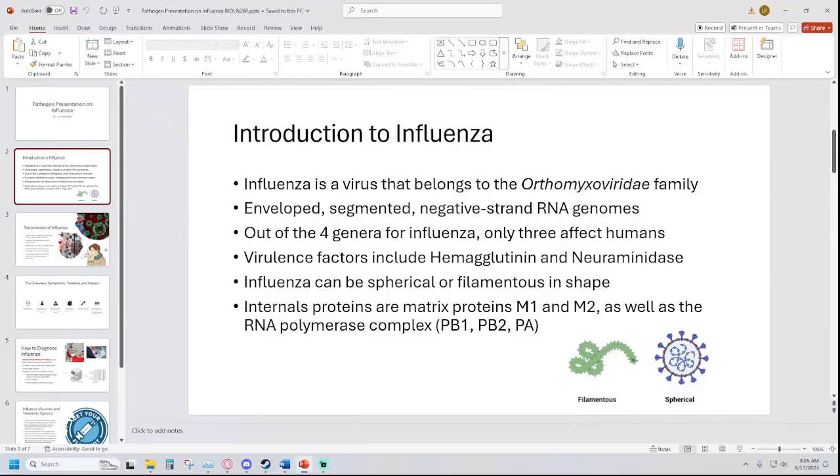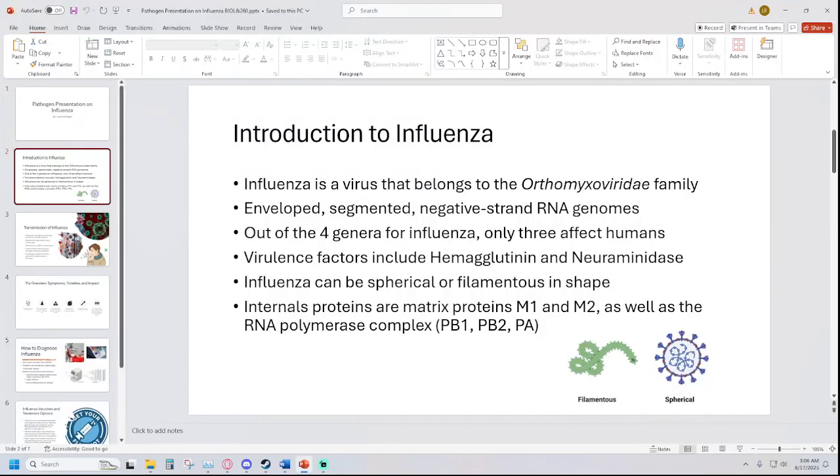Influenza can be spherical or filamentous in shape, with spherical forms being about 100 nanometers in diameter, while filamentous forms are in excess of 300 nanometers in length. Internal proteins include the matrix protein M1, which holds the shape of the virus, matrix protein M2, which allows protons to enter the virus as it enters the host cell, and the RNA polymerase complex, which functions as the virus's RNA-dependent RNA polymerase to drive viral replication and transcription by making copies of the viral genome and viral mRNA.